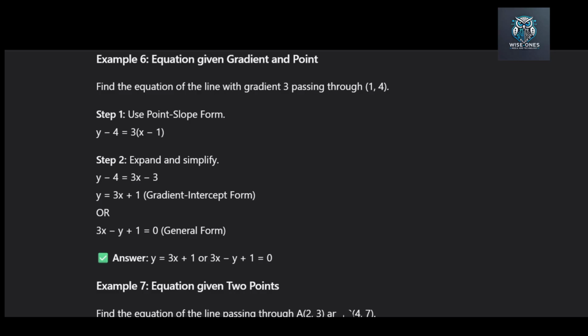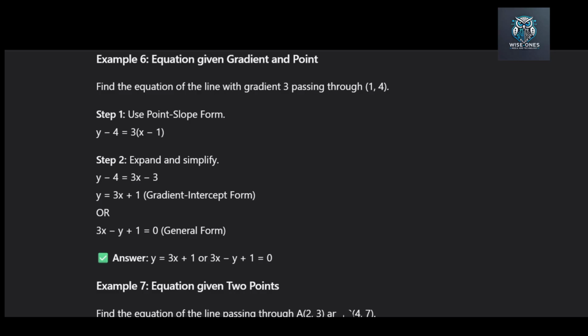Step 2. Expand and simplify. Expand the bracket. 3 times x is 3x. 3 times negative 1 is negative 3. So y minus 4 equals 3x minus 3. We usually want y alone. So add 4 to both sides. y equals 3x minus 3 plus 4. Minus 3 plus 4 is plus 1. So y equals 3x plus 1.